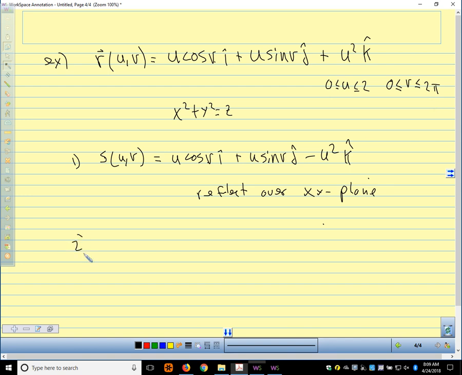All right, the second one, S of u and v is u cosine v i hat plus u squared j hat plus u sine v k hat. It's on a different axis. What's going to be its new axis? The y-axis. It's going to be along the y-axis.